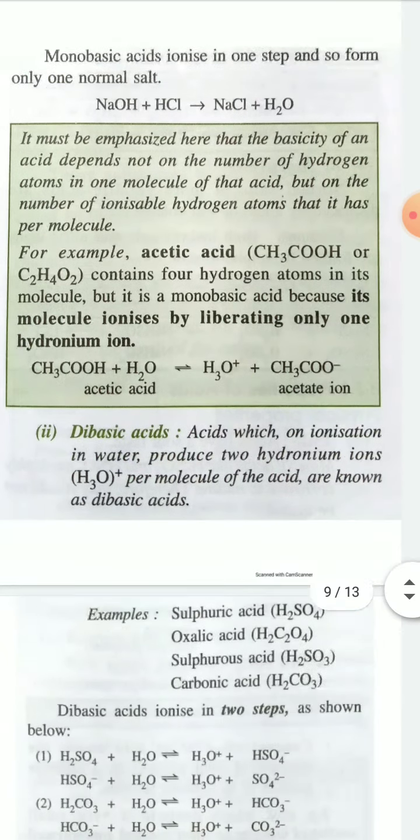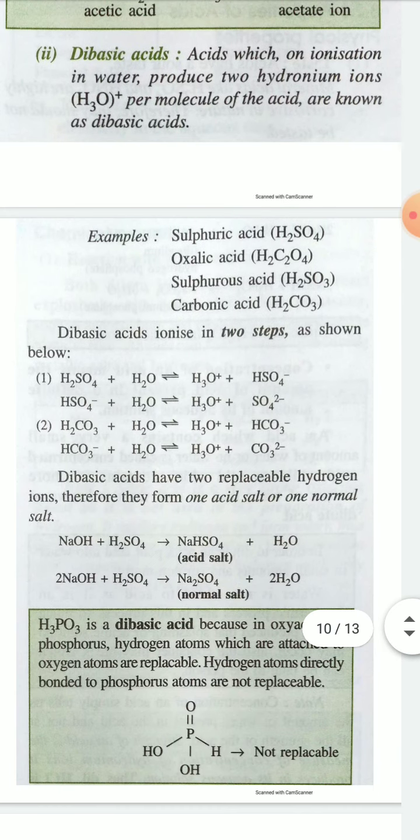Now dibasic acids. Di means two. So acids which can produce two hydronium ions in aqueous solution are known as dibasic acids. Examples of dibasic acids: sulfuric acid H2SO4, oxalic acid H2C2O4, sulfurous acid H2SO3, carbonic acid H2CO3. These are dibasic acids, and dibasic acids ionize in two steps.